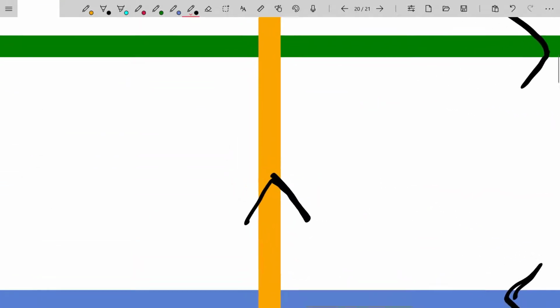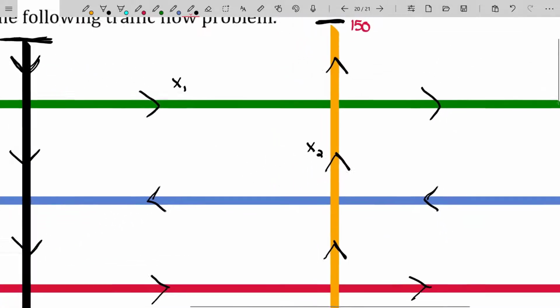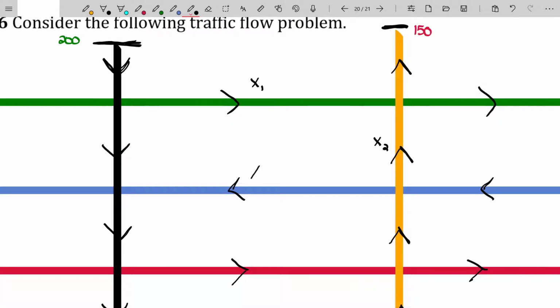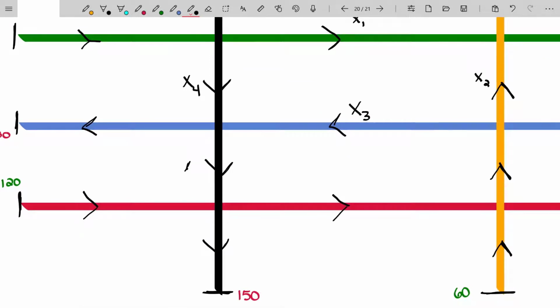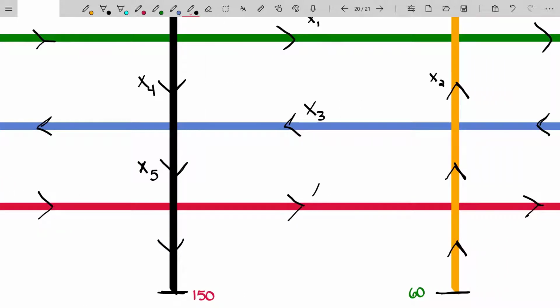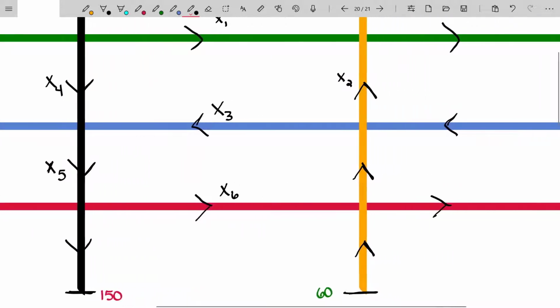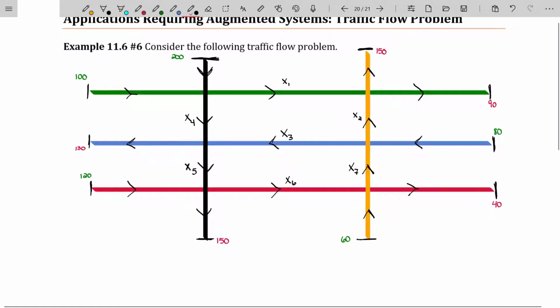But I do not know how many cars traveled on this piece of Orange Street, so I'll call that X sub 2. I don't know how many cars traveled on this piece of Blue Street. I'll call that X sub 3. I'll call this X sub 4 because I don't know how many cars flowed through that portion of Black Street. I'll call this X sub 5 because I don't know how many cars flowed through that section of Black Street. And I'll call this X sub 6 because I don't know how many cars flowed through that section of Red Street. And finally, X sub 7 because I don't know how many cars flowed through that part of Orange Street. But all the other parts of those streets I happen to know.